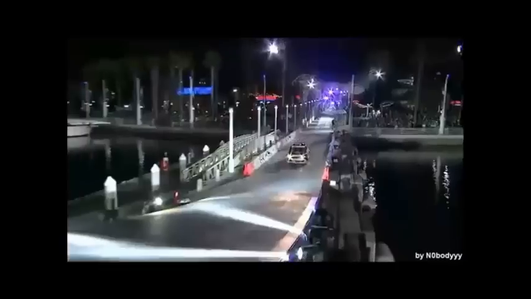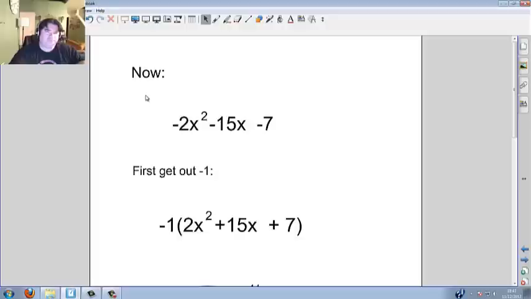Quick break. And back. Same thing here, but we're going to take negative 2 times negative 7. But before we do that, let's make our life easy. Let's take out the negative 1. So instead of having to take negative 2 times negative 7, we'll go ahead and take negative 1 out of all 3. By the way, when you take a negative 1 out, you just switch the signs in the middle.